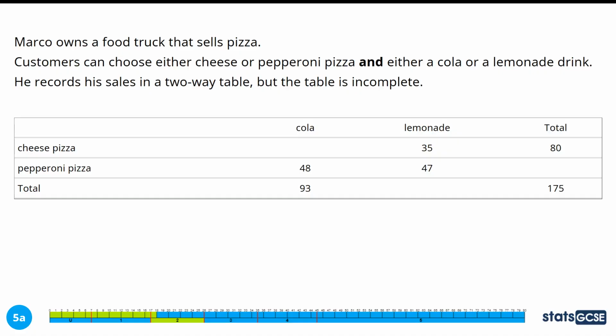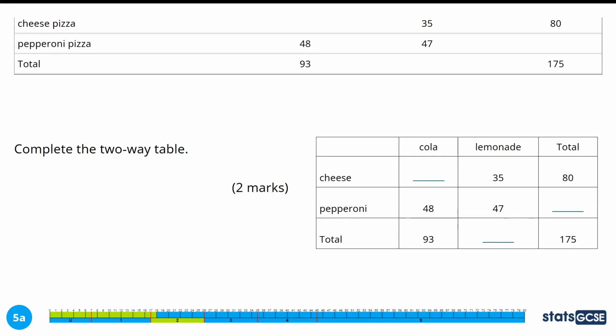Marco owns a food truck that sells pizza. Customers can choose either cheese or pepperoni pizza and either a cola or a lemonade drink. He records his sales in a two-way table, but the table is incomplete. Complete the two-way table. Let's start by looking at the cheese row. So there's a total of 80 and there's 35 lemonade. So 80 take away 35 is 45.